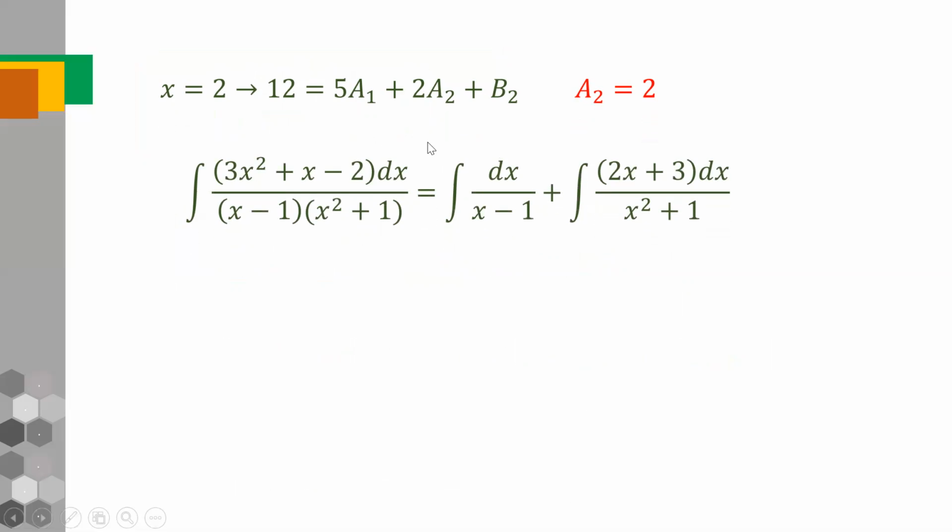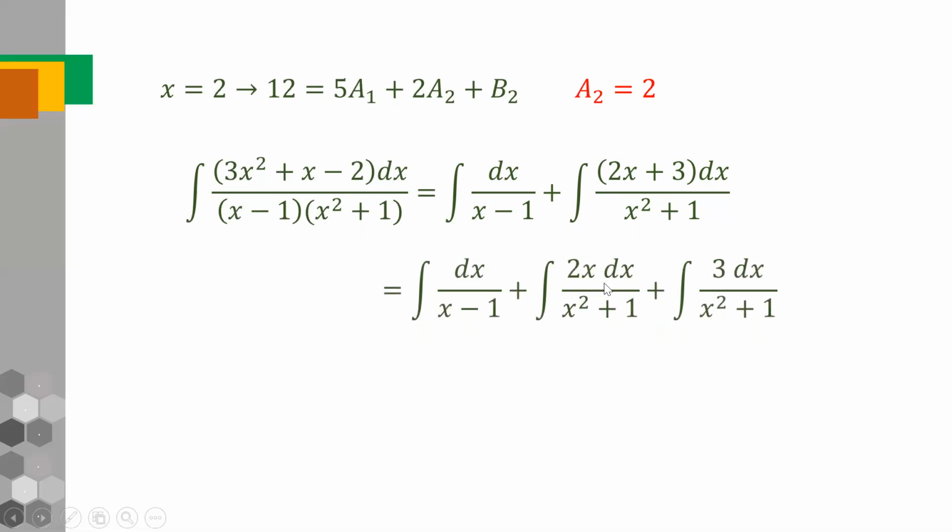So therefore, our integral 3x squared plus x minus 2 dx all over x minus 1 times x squared plus 1 can be expressed into the integral of dx over x minus 1 plus the integral of 2x plus 3 dx all over x squared plus 1. So the first integral is quite easy to compute. This can be solved by ln. Here, we can decompose this integral into two components.